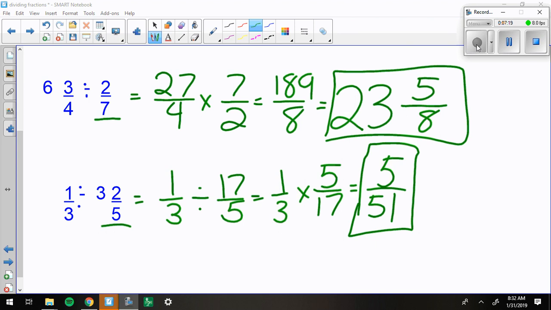All right, everybody. Here are your answers. 6 3/4 divided by 2/7. You go all the way down to 23 5/8. 1/3 divided by 3 2/5. You go all the way down to 5/51.